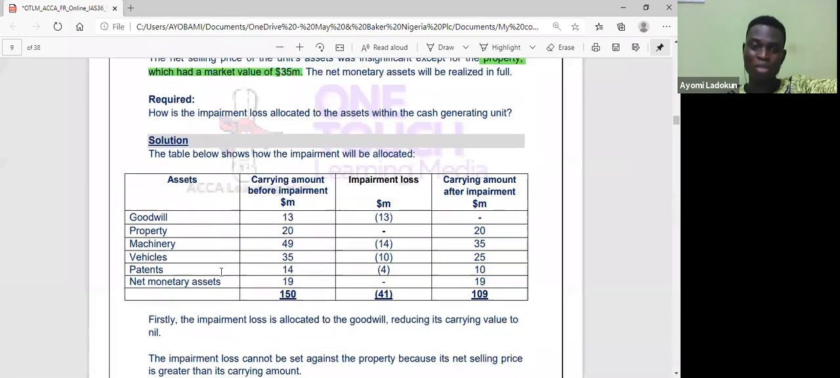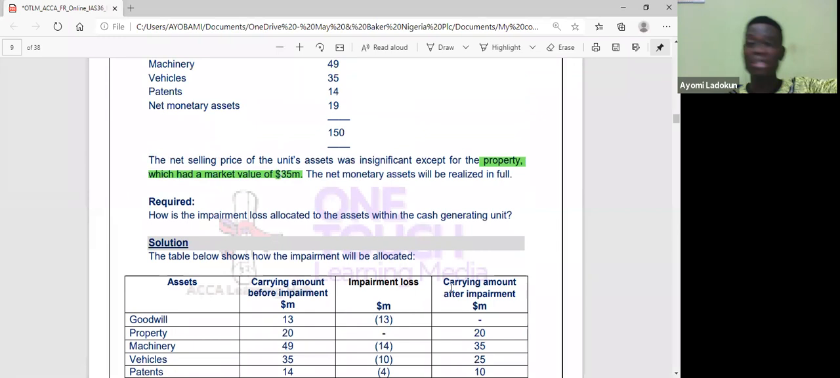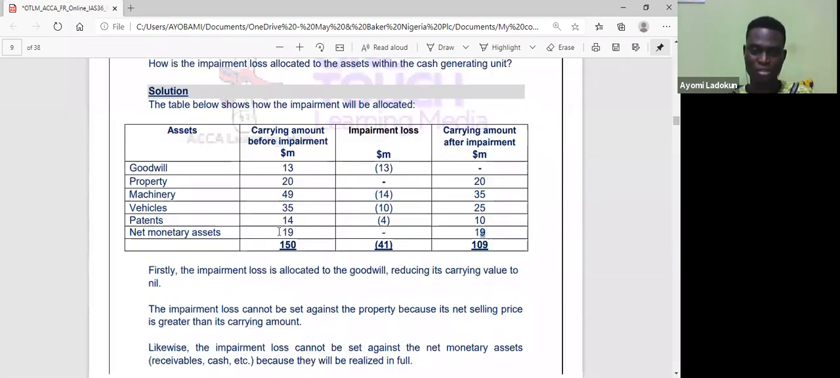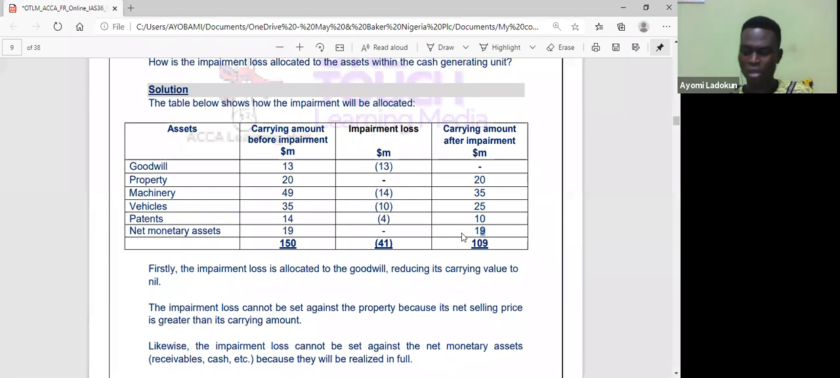I will now allocate 28 to machine, vehicles, patents. They already told us that net monetary assets will be realized in full. Even if they didn't tell me, it's a current asset, and you can't use IAS 36 on current assets. For example, if they put receivables there, you cannot use IAS 36 to impair receivables. Use IFRS 5 and financial instruments. That's what you do there.